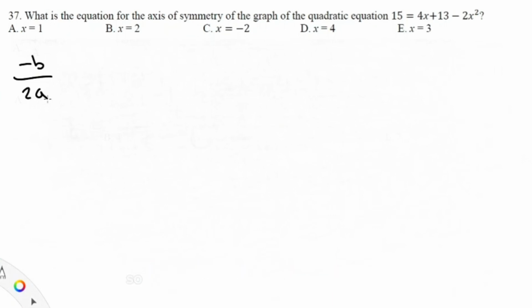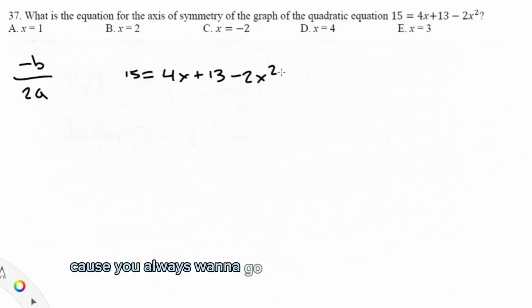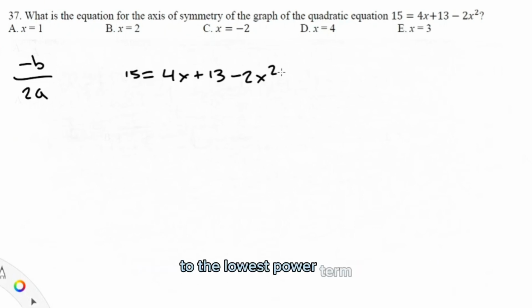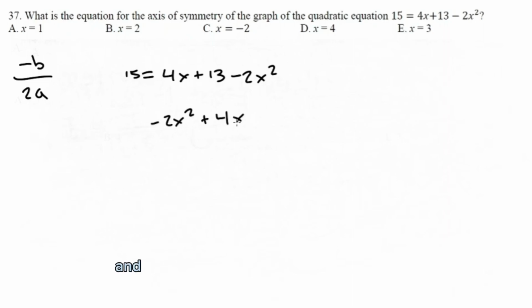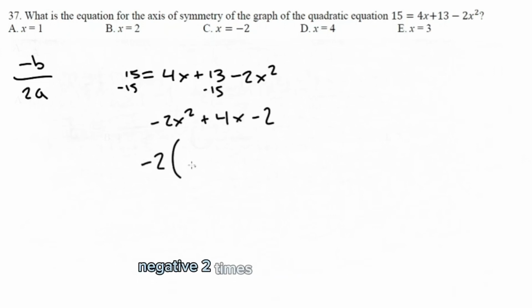So let's solve this problem quickly. First, let's bring the 15 to the other side. So we have 15 is equal to 4x plus 13 minus 2x squared. Alright, so let's rearrange this because you always want to go from the highest power term to the lowest power term. So negative 2x squared first, then you have positive 4x, and then you're subtracting 15 from both sides, so it becomes negative 2. Alright, so this now becomes negative 2 times x squared minus 2x plus 1.